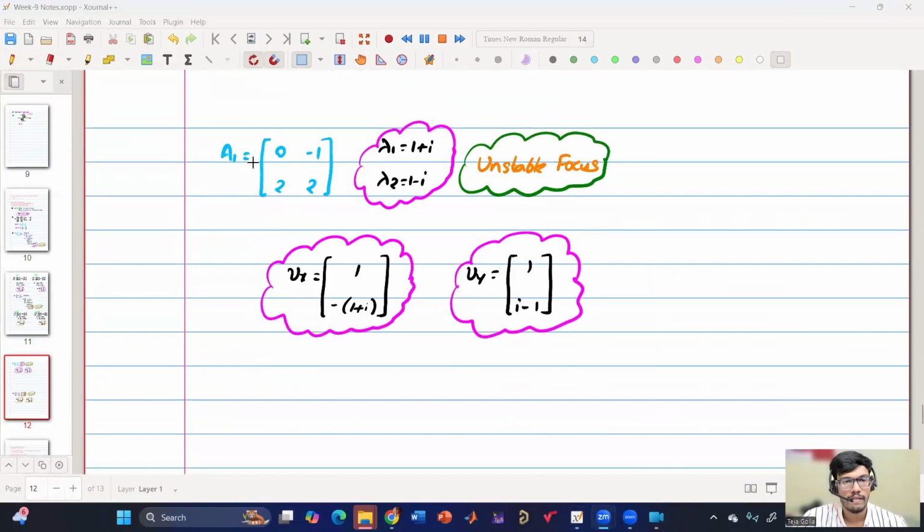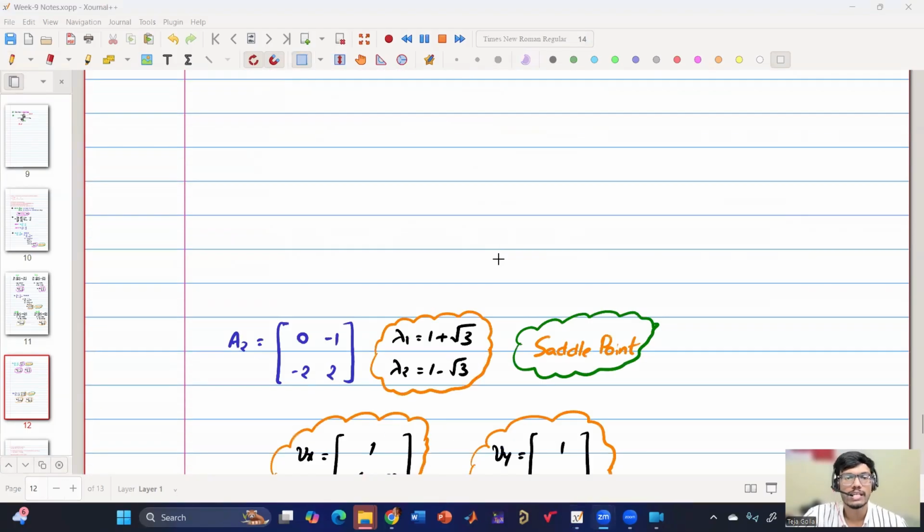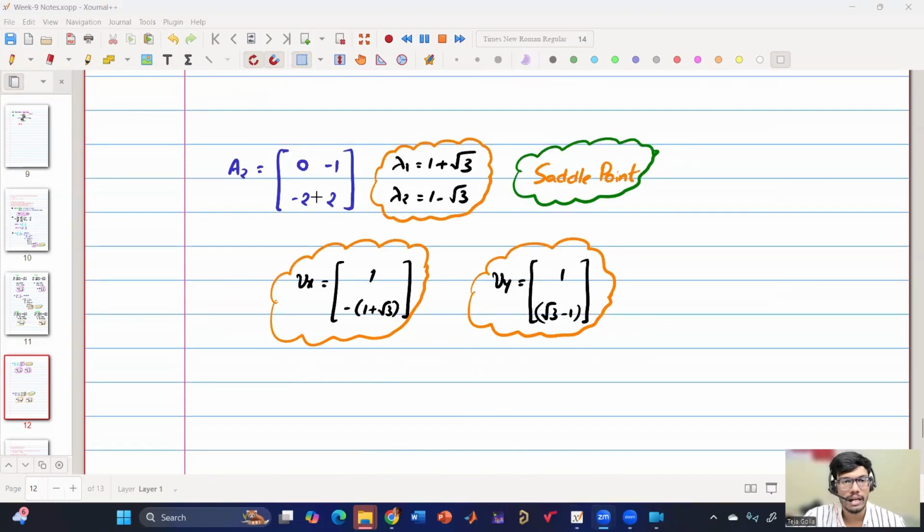So A1 is [0, -1; 2, -2]. For this, we got two eigenvalues which are found to be unstable focus, and these are the two eigenvectors that we got. Similarly, for the other matrix, we got two eigenvalues, one positive and one negative, so this is a saddle point. And then we got two vectors for this as well. Is this clear, Naveen, until this point?